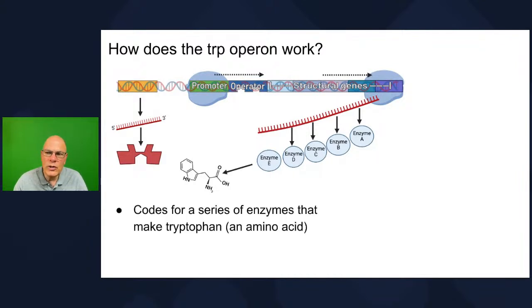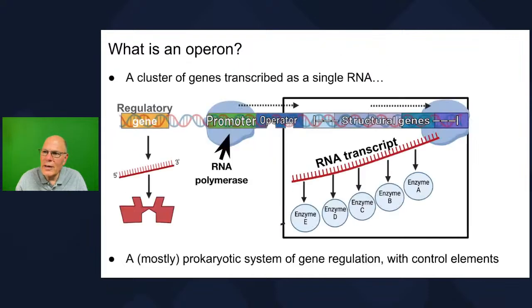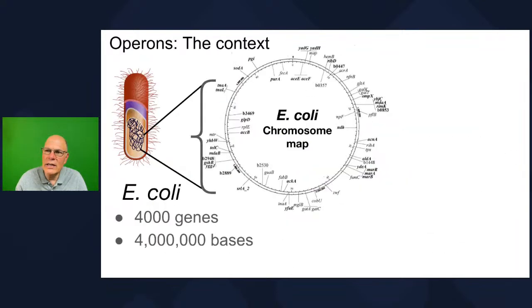It codes for a series of enzymes that make tryptophan. What do I mean? That doesn't even sound like English. Tryptophan is one of the 20 amino acids, and bacteria need it to make proteins. Bacteria can synthesize tryptophan from simpler precursor molecules when there's no tryptophan freely available in the environment. So again, one thing that you have to be thinking about is that everything I'm talking about happens inside a bacterial cell. So this is gene regulation that's happening inside a bacterial cell.